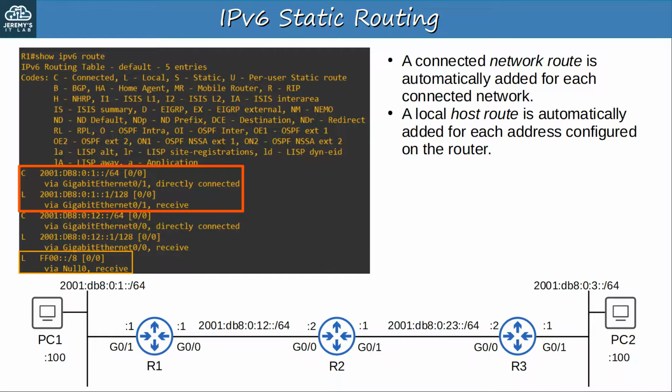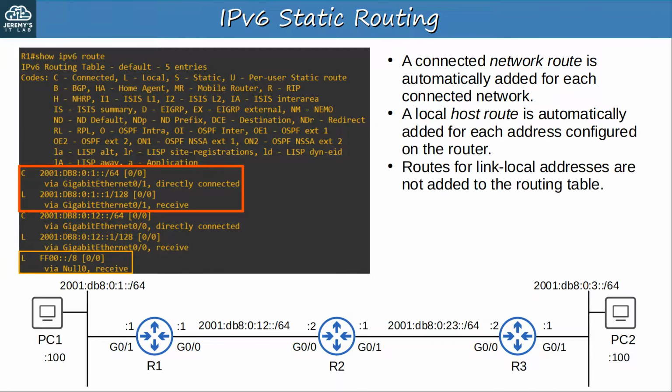Some of you might have noticed this route to FF00::/8. That's the IPv6 multicast range. It says via Null0, which is an interface that discards traffic matching that route. So this discards multicast traffic. This route was automatically configured, but it's beyond the scope of the CCNA. If you're curious, try searching on Google for more information. Also, one more thing I'd like to point out. Routes for link local addresses are not added to the routing table. R1's G0/0 and G0/1 both have link local addresses on them, but those routes don't appear in the routing table.